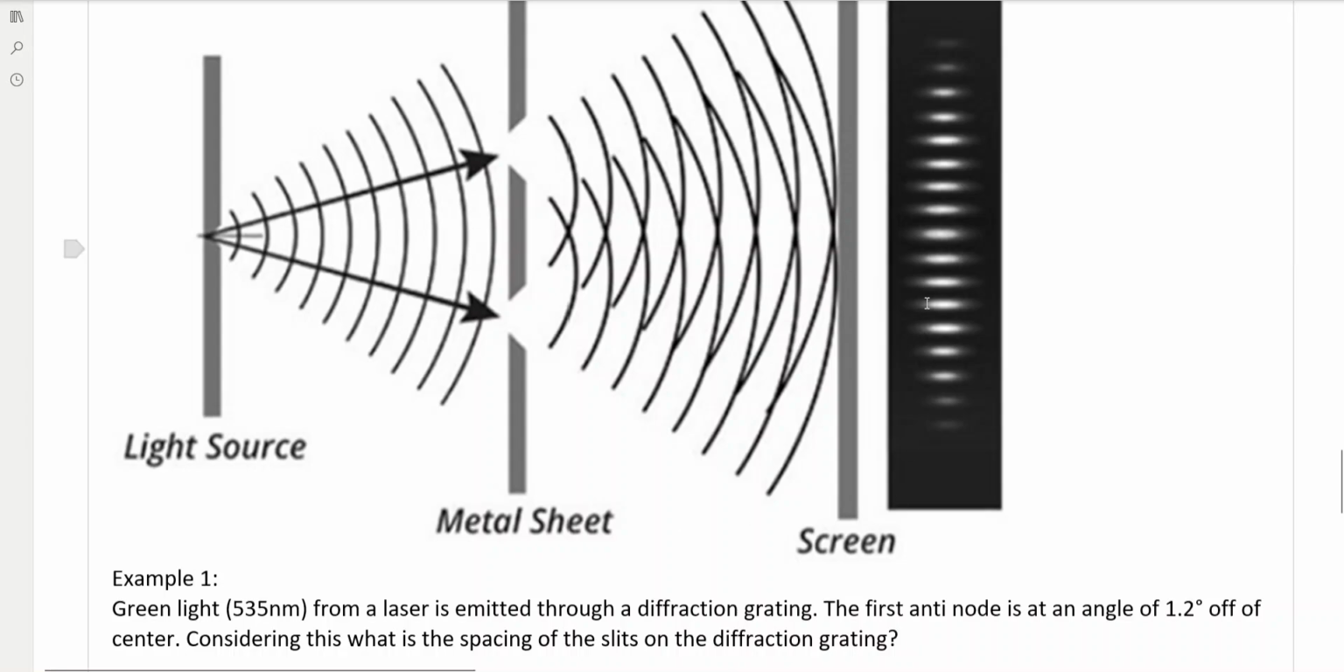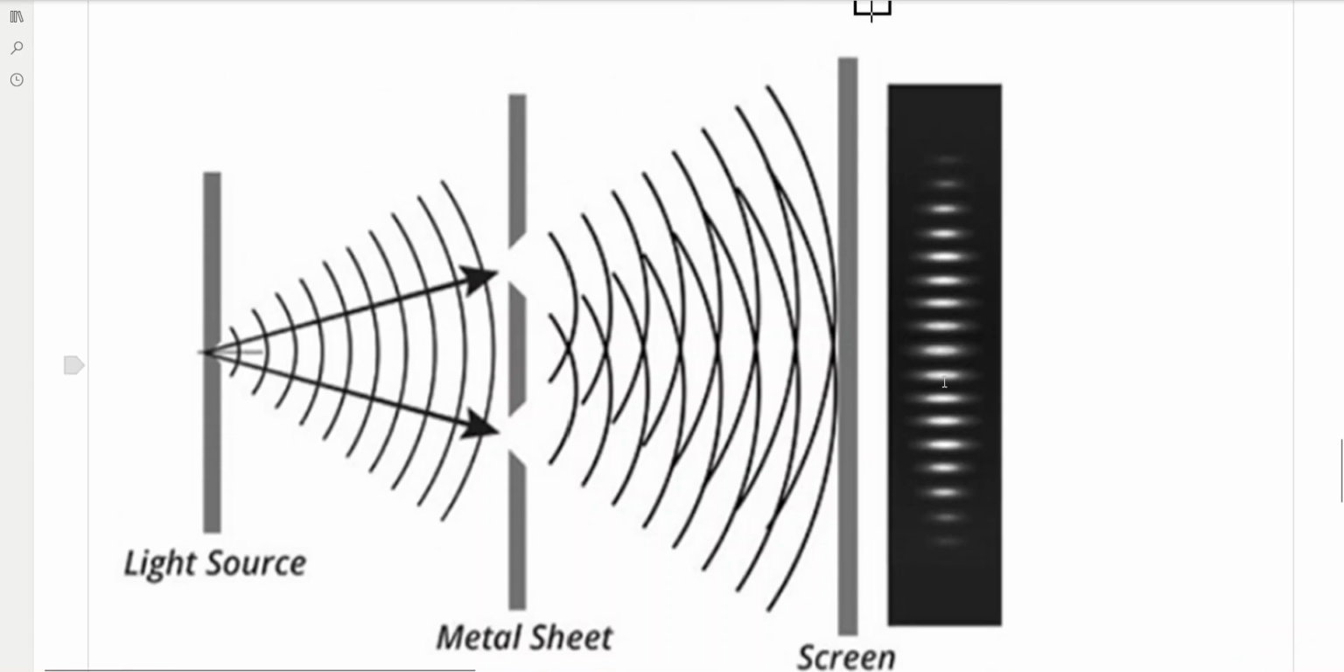So this is kind of what that looks like. This is the screen, and you would get, like this shows, multiple lines coming away from the center. Let's say this is the center. We'll call that the central node. Then this one would be N1, N2, N3, and it just spreads out from there.